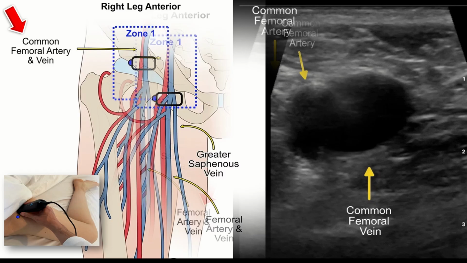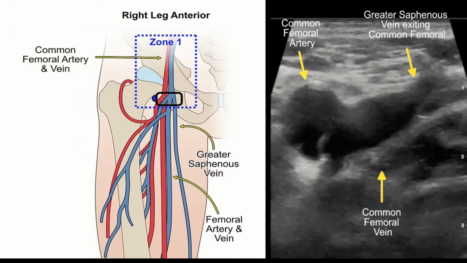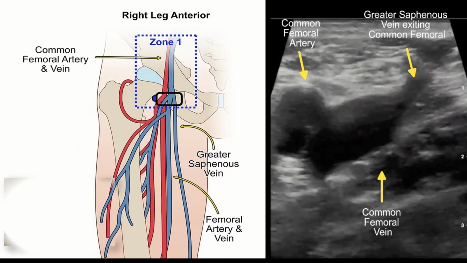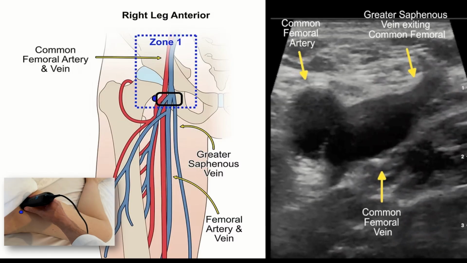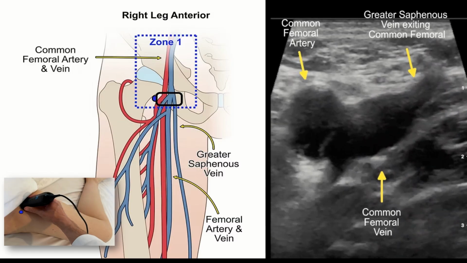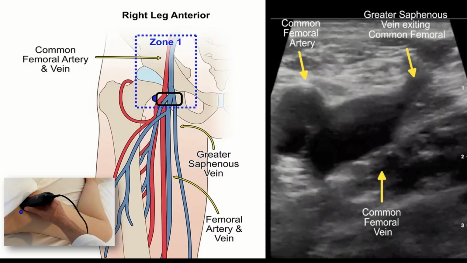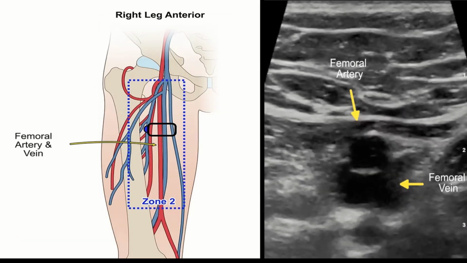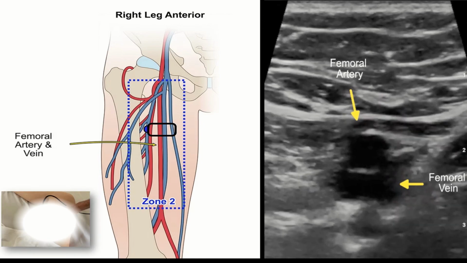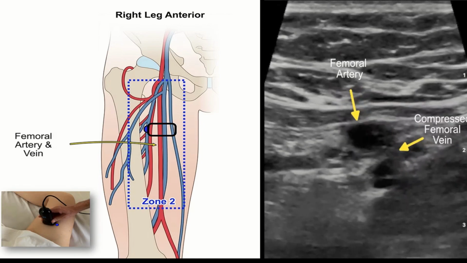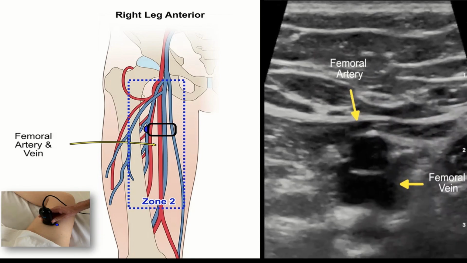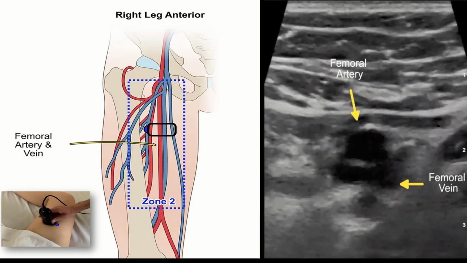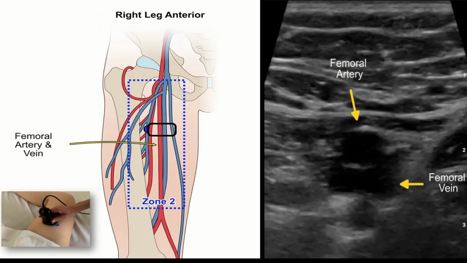Sweeping the probe down towards the feet, compress every 1 to 2 centimeters until the greater saphenous vein is seen exiting the common femoral vein. After the greater saphenous vein exits the common femoral vein, it changes its name to femoral vein. The femoral vein and artery travel down the medial thigh until they reach the adductor canal and dive posteriorly.